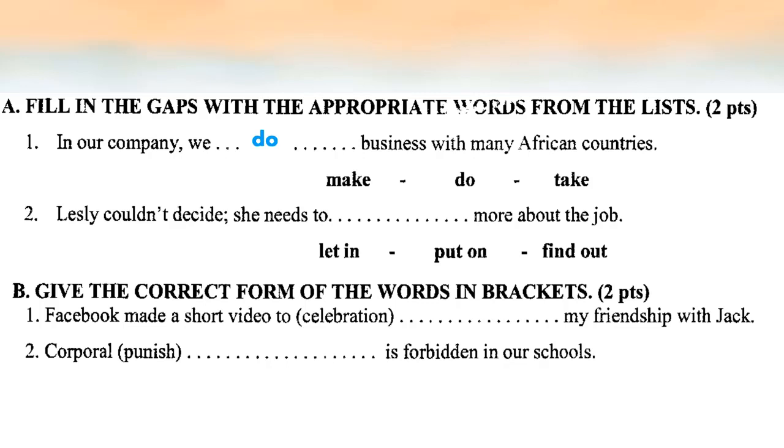Number 2, Leslie couldn't decide; she needs to more about the job. Again, it's about phrasal verbs. You need just to know the other structures, the other words that do not fit. I think find out is the right one because here she needs to discover more about the job. If you read the context, you're just going to say, oh, it's easy. Find out is the correct one.